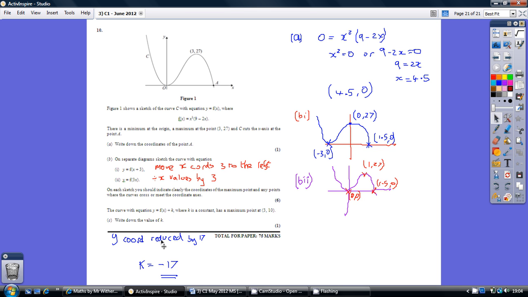Now part C is different. We're now affecting outside the bracket, outside the function. This affects the y values, and does exactly as it says on the tin. Now we're told that the maximum point is now (3, 10). So the y value has been reduced by 17, so k must just simply be minus 17.